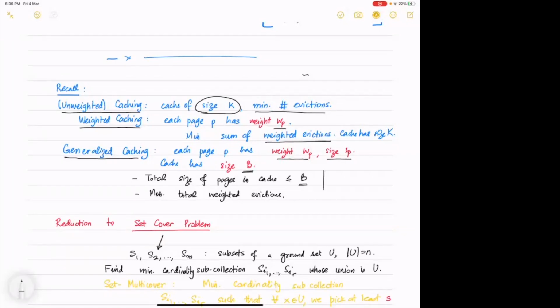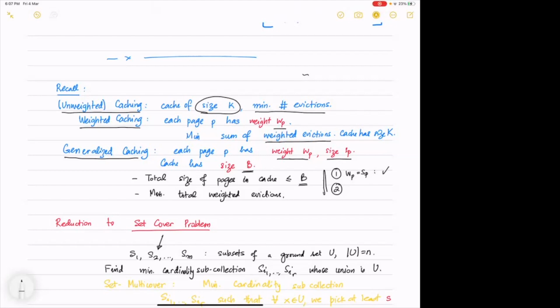Now there are various submodels. One submodel is: what if w_p is equal to s_p? This is a natural model, where you think of w_p or s_p as the actual amount of memory occupied by this page, in which case it contributes the same amount towards the cache size. Similarly, the eviction cost can be thought of as how much time you're spending. I don't remember what this model is called, but this has been explored.